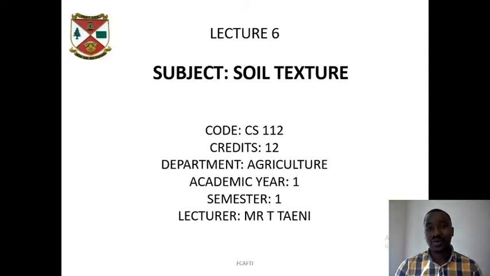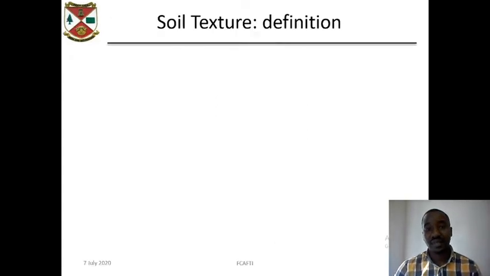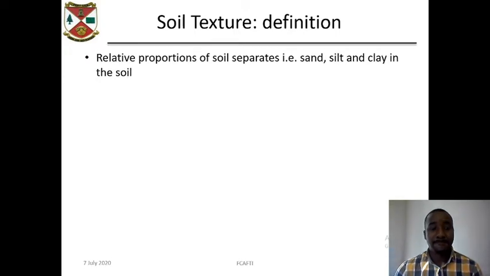In this lecture, our subject is soil texture. Now let us look at the definition of soil texture. What is soil texture? Soil texture is nothing but the relative proportion of soil particles or soil separates, and these particles are sand, silt, and clay in the soil. Soil texture is a basic property of soil, and it is hard to alter or to change.